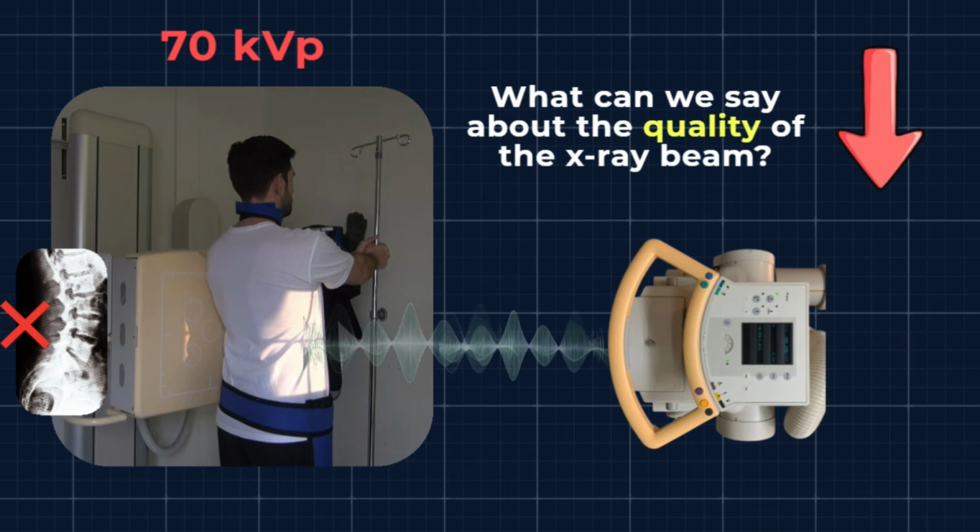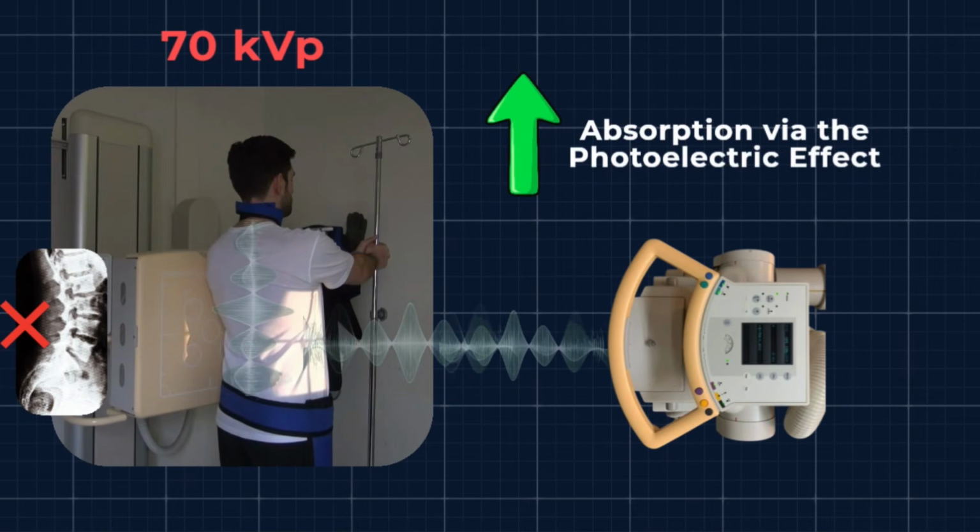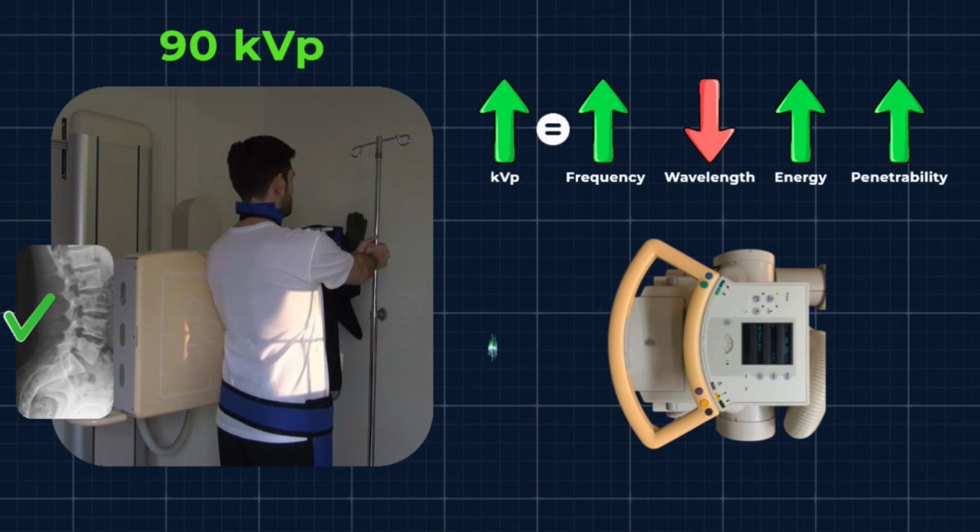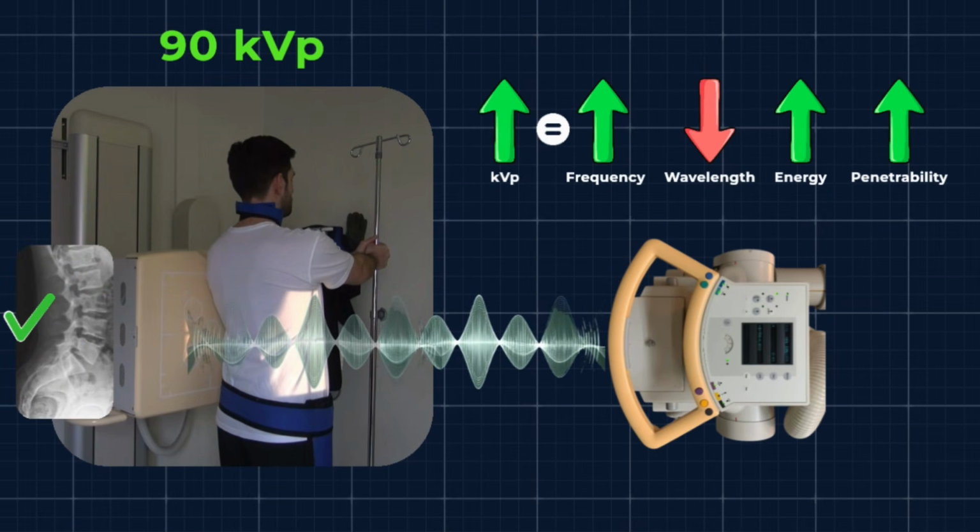And so a low quality beam with lower frequency and longer wavelength is more likely to be absorbed by the patient through the photoelectric effect before reaching the image receptor. Whereas if we selected 90 kVp for this lateral view, we would end up with a higher quality beam with higher frequency and shorter wavelengths, resulting in more photons making their way through the patient to form the remnant beam, which we'll get to in a moment.